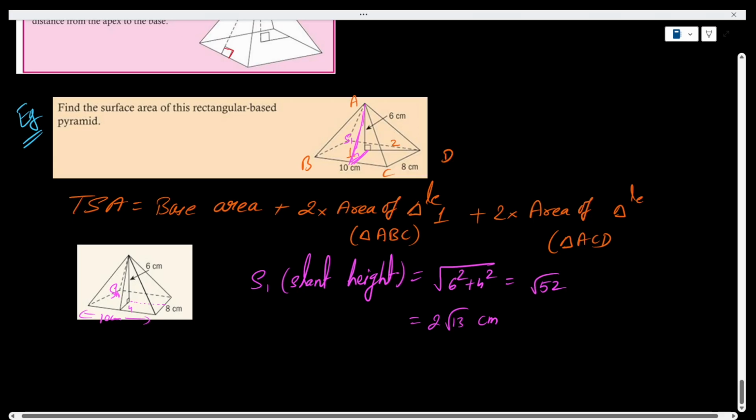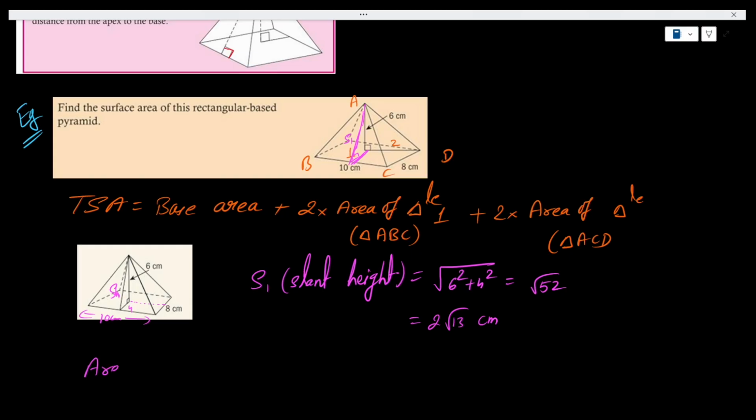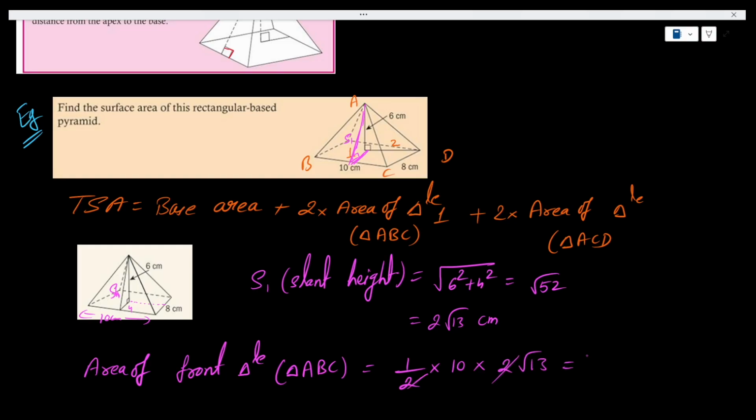So what is going to be here? Area of triangle 1, the area of the front triangle, triangle ABC, is going to be half base into height. Base is 10 and height is 2 root 13, where 2 gets cancelled. So we are getting 10 root 13 square centimeter. Later on, we will substitute in 1 to get the total surface area.